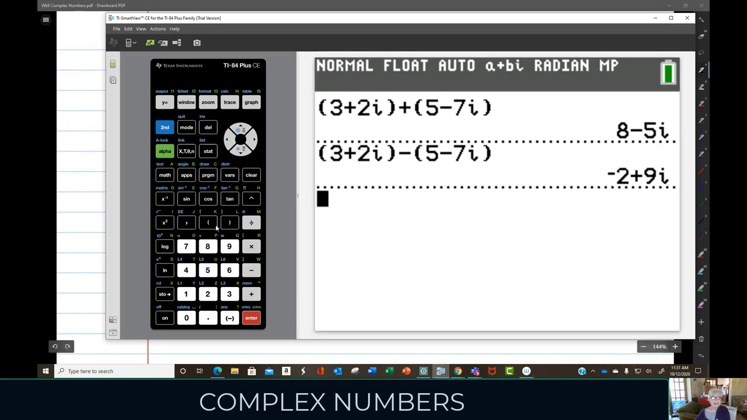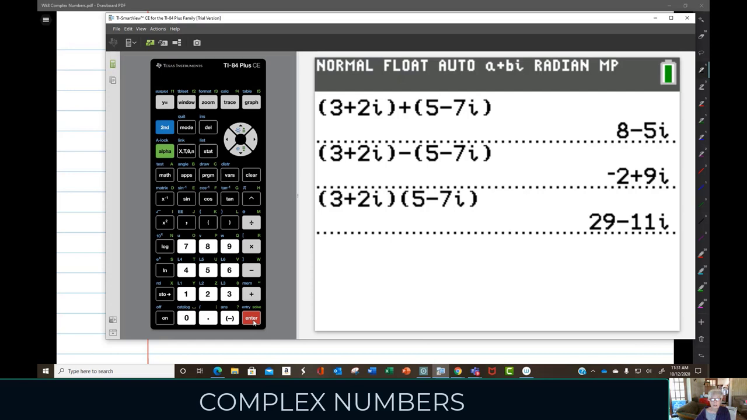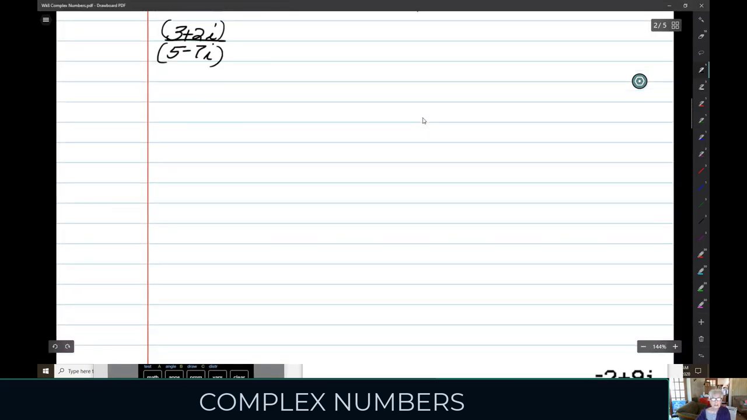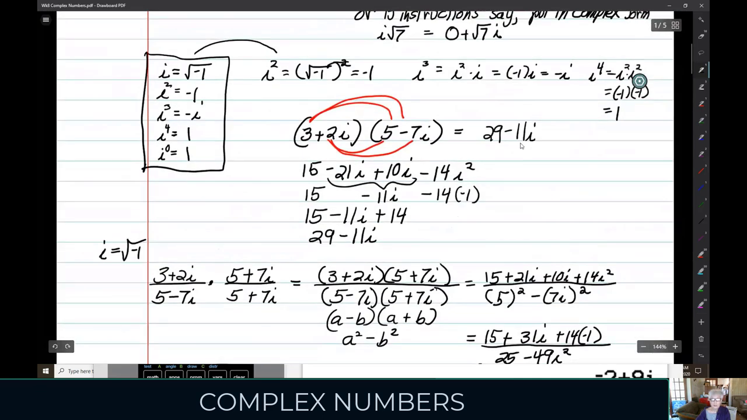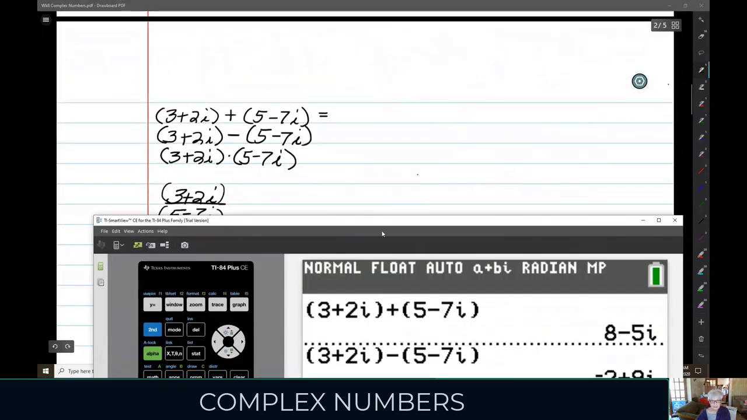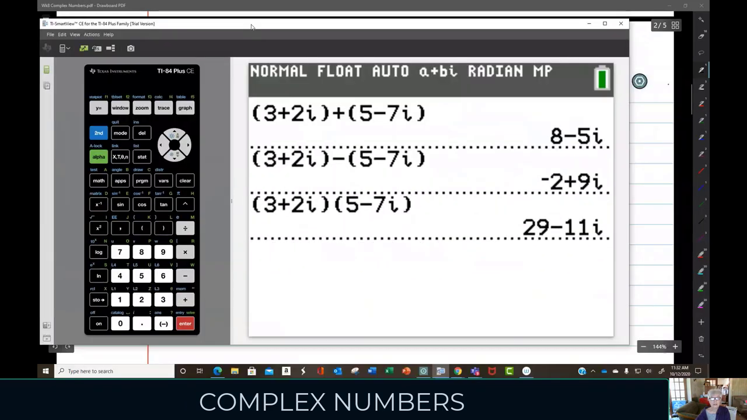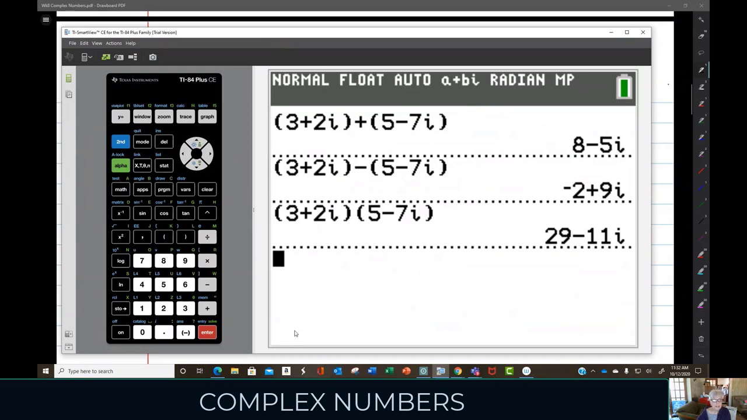Can't wait to multiply. It's the multiplication and the division that are noticeably easier. We get 29 minus 11i. Now, what did we get when we multiplied by hand? 29 minus 11i. All right, now there is usually an extra step involved in this.